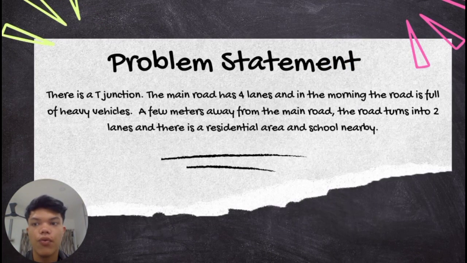Now, let's start with my group's problem statement. There is a T junction. The main road has 4 lanes, and in the morning, the road is full of heavy vehicles. A few meters away from the main road, the road turns into 2 lanes, and there is a residential area and school nearby.